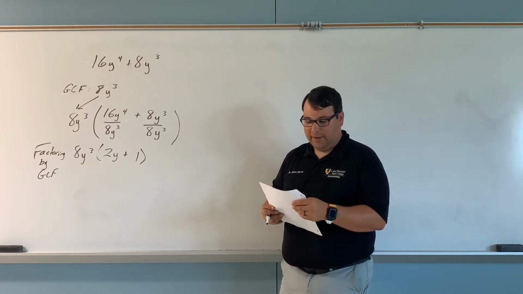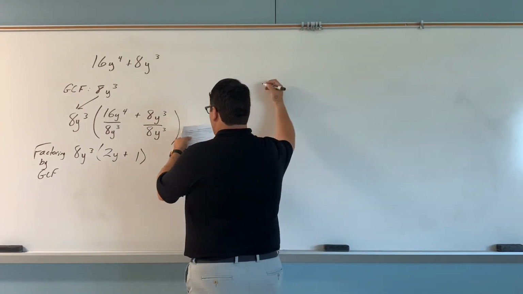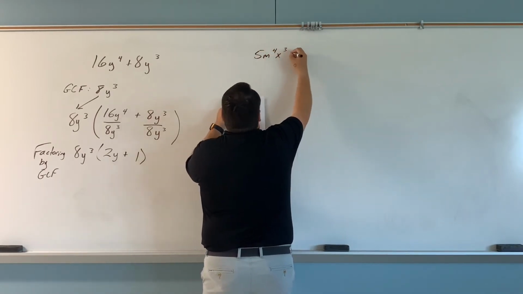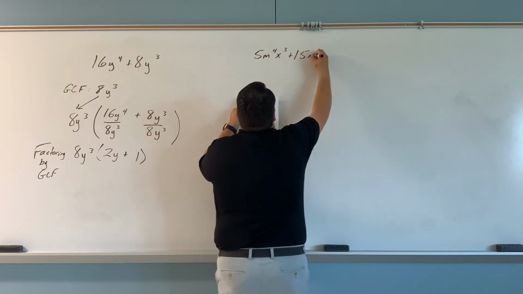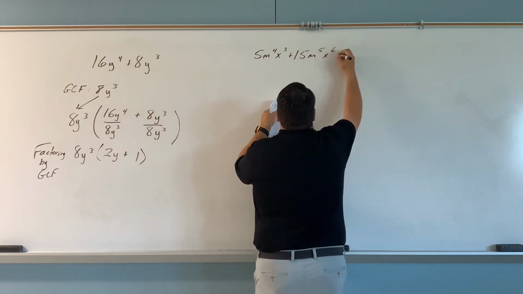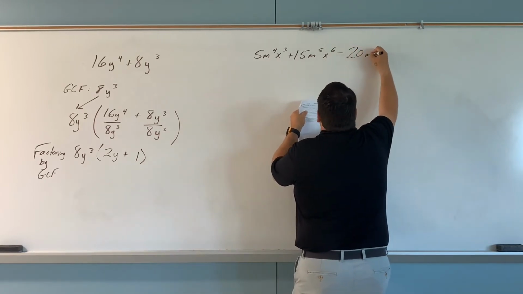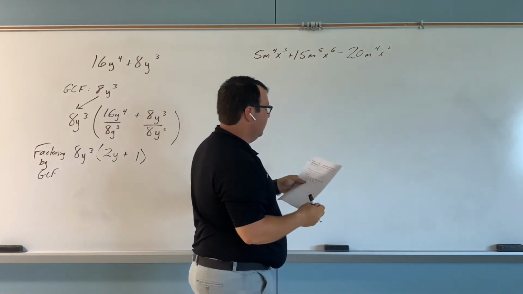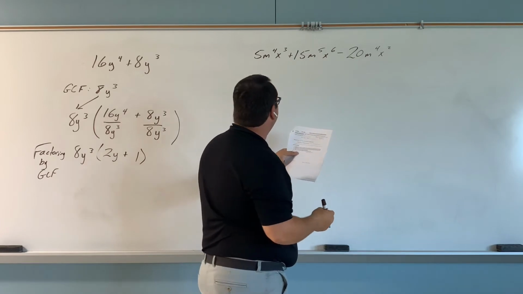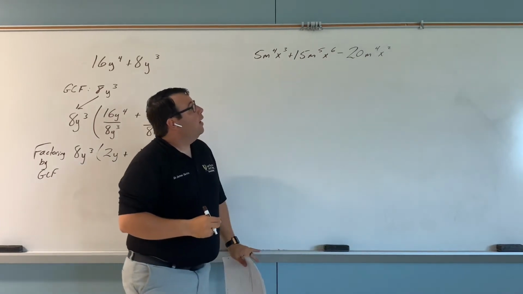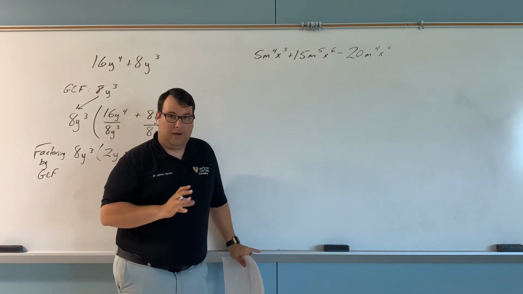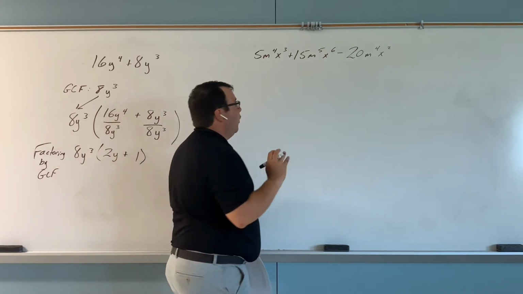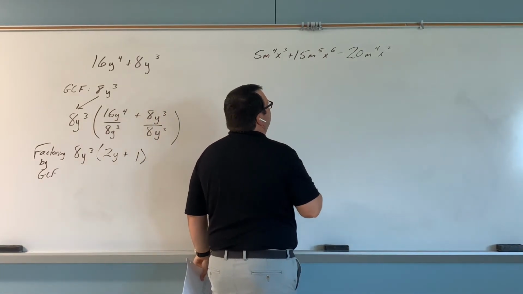Okay, let's look at the second example that I have available to us. That is 5m to the fourth x to the third plus 15m to the fifth x to the sixth minus 20m to the fourth x to the second. Making sure I have everything written correctly, and I do. I now have multiple working pieces here, and I need to be very careful. So start with, what is the GCF? Meaning, what is common between all three of these different terms?